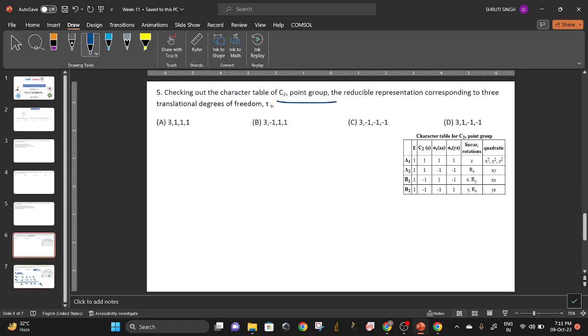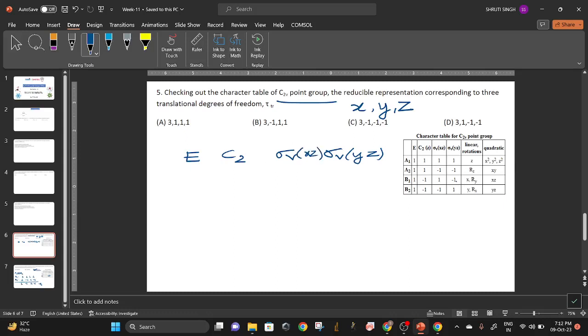Okay, so let's move to the fifth one. This is again a C2V point group question, and it is asking for the reducible representation corresponding to three translational degrees of freedom, Tau r. Now we have to see the degrees of freedom for the basis set x, y, and z. In the C2V point group we have E, C2, sigma V of YZ, and this is XZ.